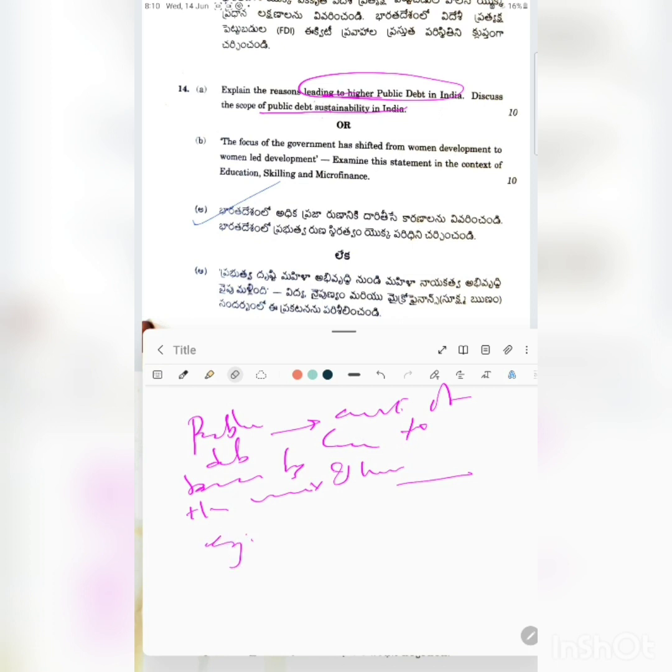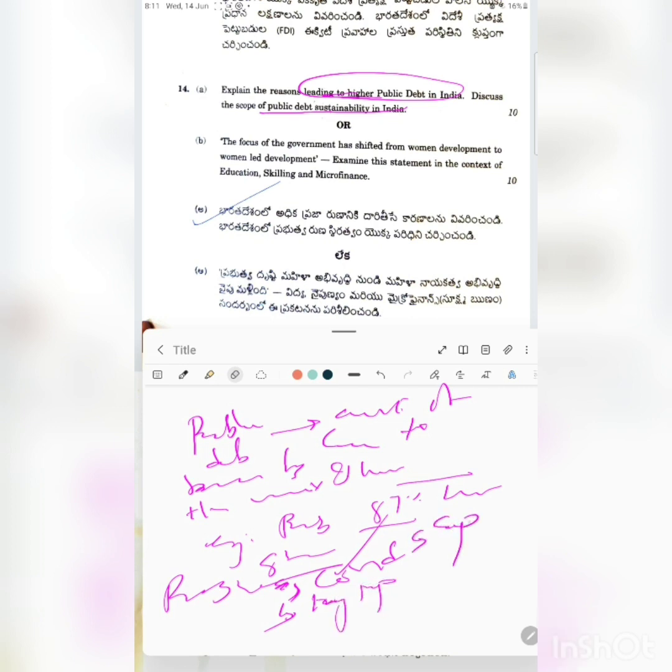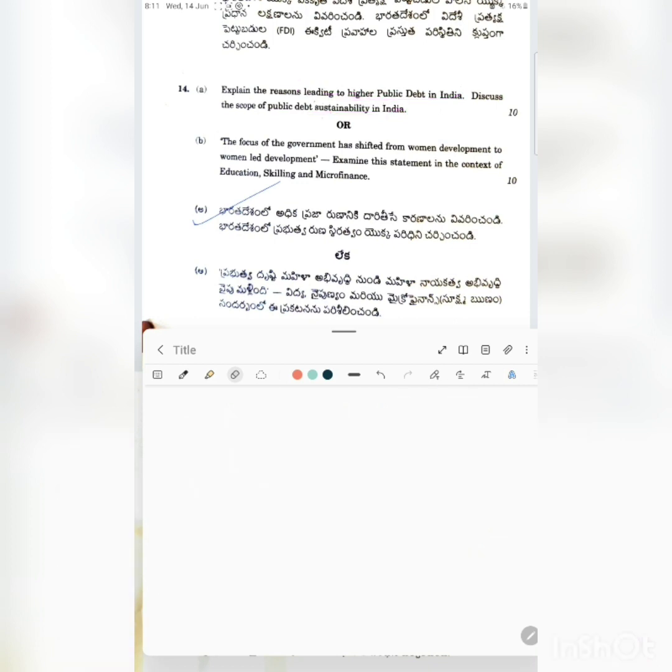You can write the example. Public debt in India is around 87%, including state government debt. So you can just simply write that. And what are the reasons for high public debt? You can talk about the COVID crisis. You can speak about high import bills. You can speak about capital investment. You can speak about low growth. You can speak about state government borrowings. You can speak about various other things why there is higher public debt in India, and also discuss the scope of public debt sustainability in India.